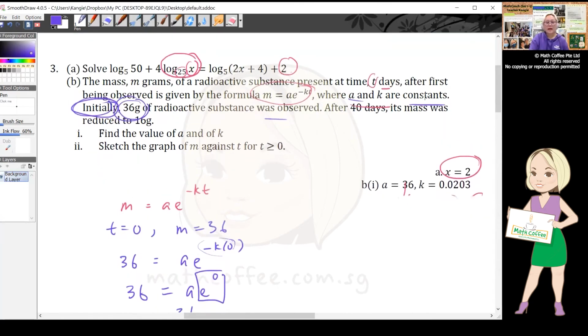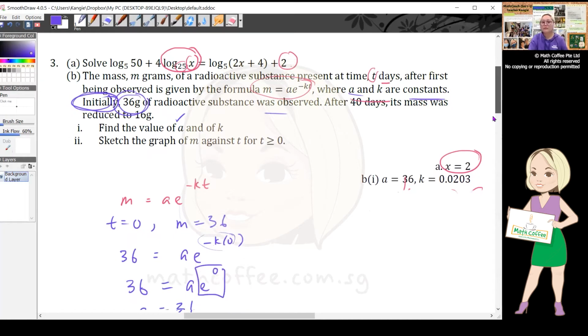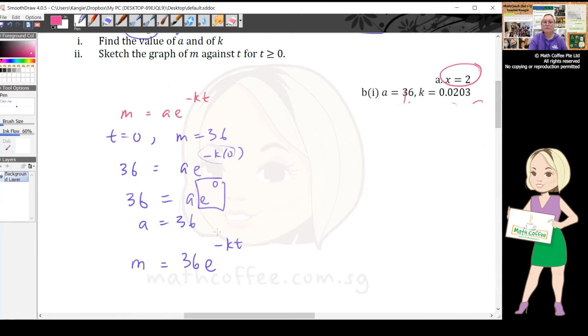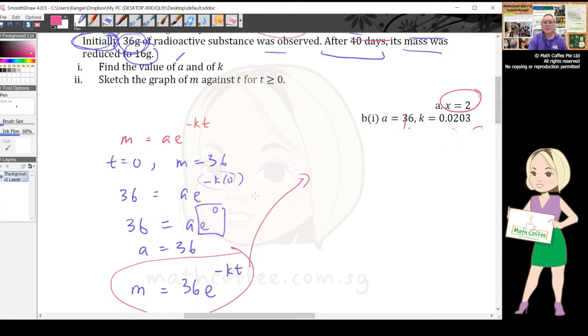Then after that, they ask, I already solved my A, then how am I going to solve my k? That's why they give you another piece of information. They tell you, okay, after 40 days, the mass is now reduced to 16 gram. So based on this, I'm going to sub in the information. But of course, this time around, you use the formula where you already found your A. So I'm going to sub in 16 equals 36e^(-k·40).